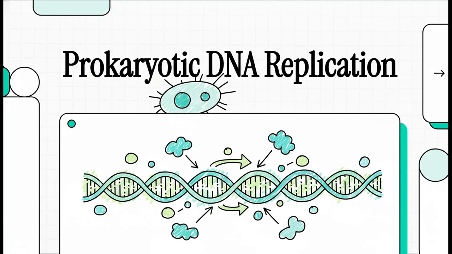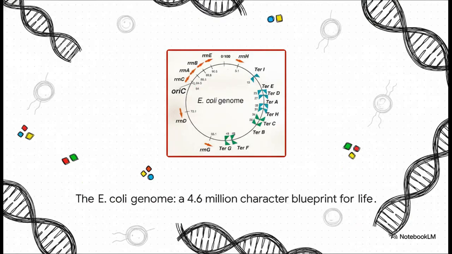All right, today we're diving deep into one of the most amazing, fundamental processes of life itself, DNA replication. We're going to get right into the nuts and bolts of the molecular machinery inside prokaryotes, and we're going to use the classic lab workhorse E. coli as our guide. We're going to see just how a cell pulls off a seemingly impossible task, flawlessly copying its entire genetic blueprint. So take a look at this.